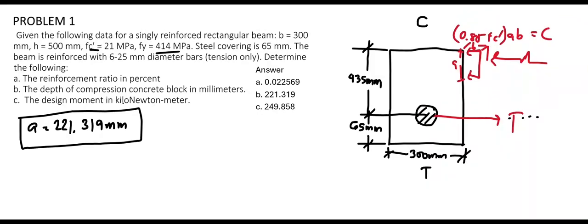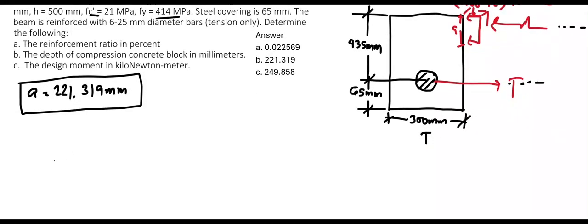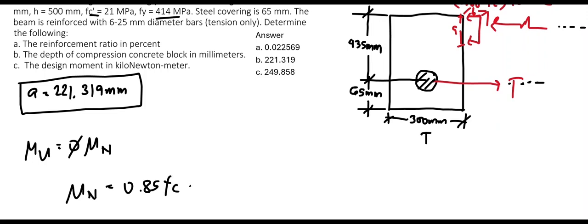And to compute the design moment in kilonewton-meter, we can take summation moment along the tensile force or the compressive force. And to simplify our calculation, we take summation moment along the tensile force. The formula for the design moment is equal to the moment reduction factor times the nominal moment. And to solve for the nominal moment, we take summation moment along the tensile force. This is equal to 0.85 Fc prime times A times B times the moment arm distance, which is equal to d minus half of the compression block, A over 2.